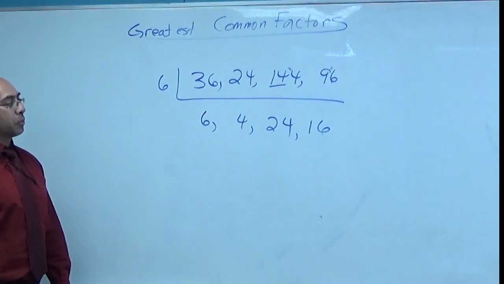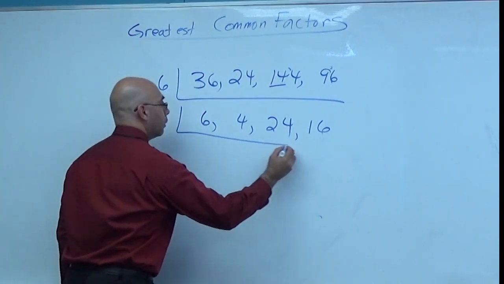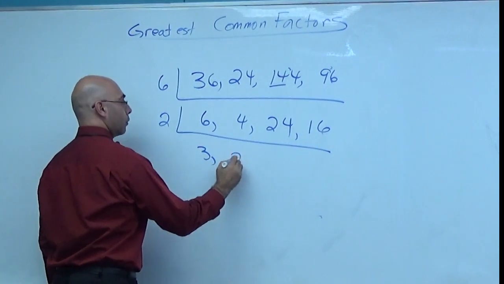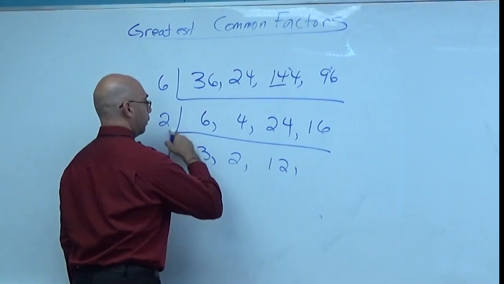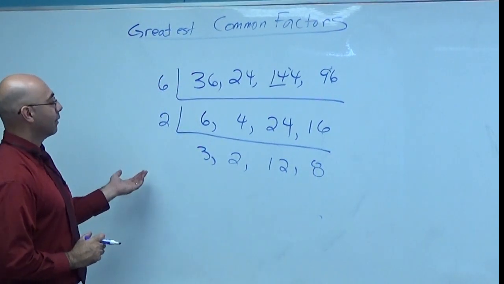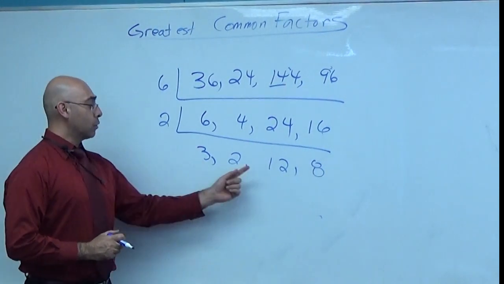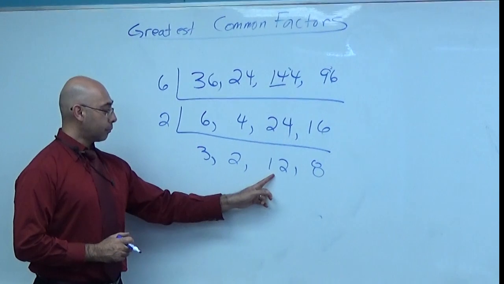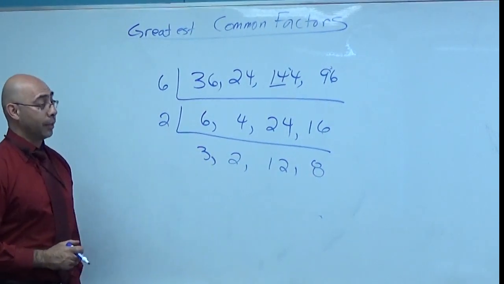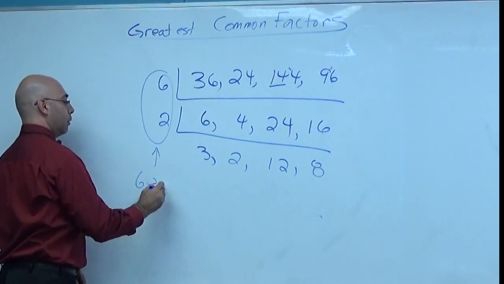What can I divide all these numbers by? Yes. I can divide them all by 2. 3, 2, 12, 8. Oh, guess what? I can't reduce these anymore, can I? I can do 3 and 12, but I can't do the others. I can do 2 and 12 and 8, but I can't do that 3. So I'm set. All I need to do is multiply those. What's 6 times 2? 12.